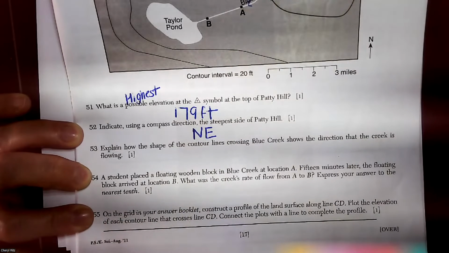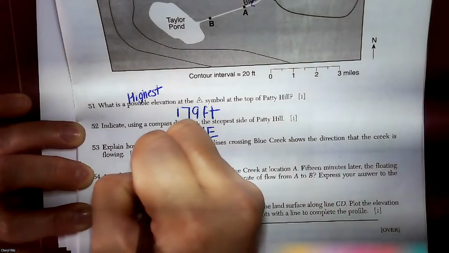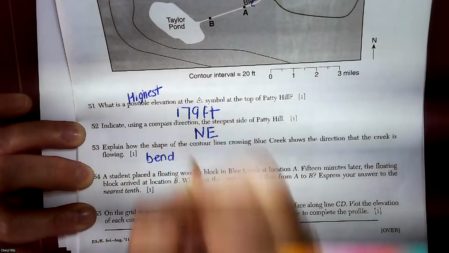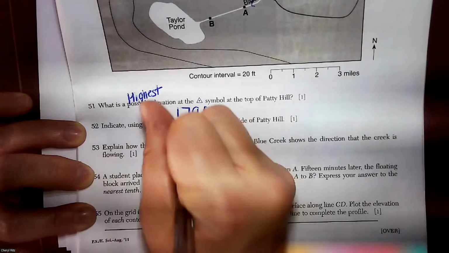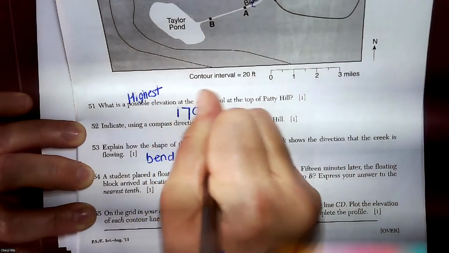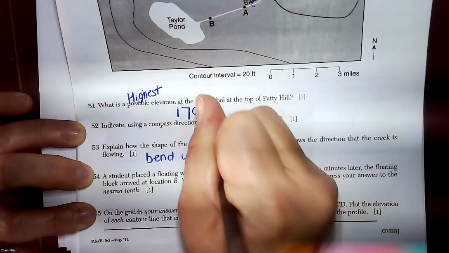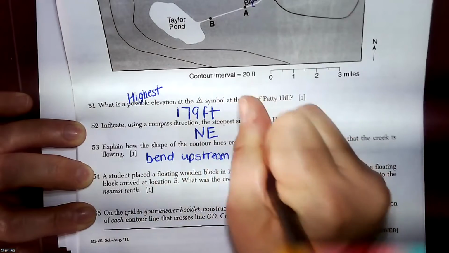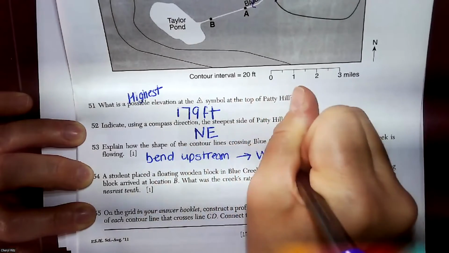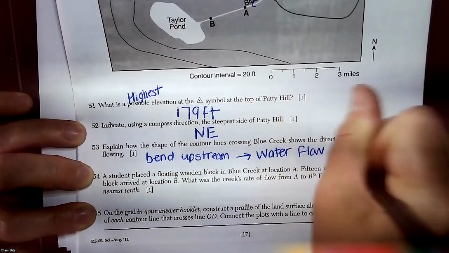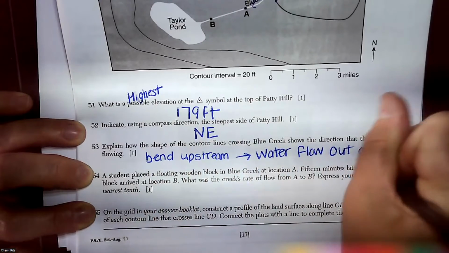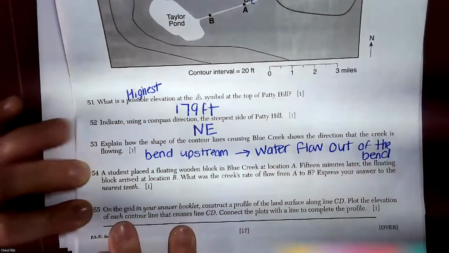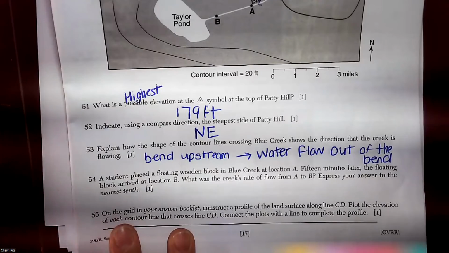We've got to talk about the bends relative to the direction the stream is flowing. So they bend, which way do they bend? Upstream. Or a better way of saying this is water flows out of the bend. Okay, we'll practice lots of that.